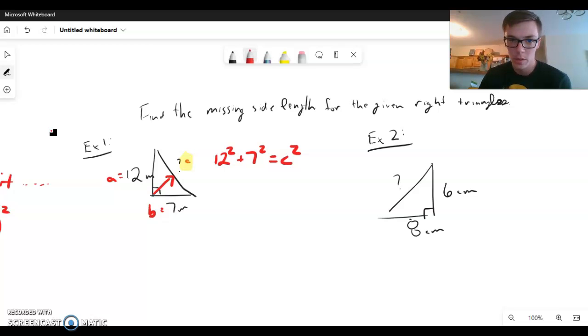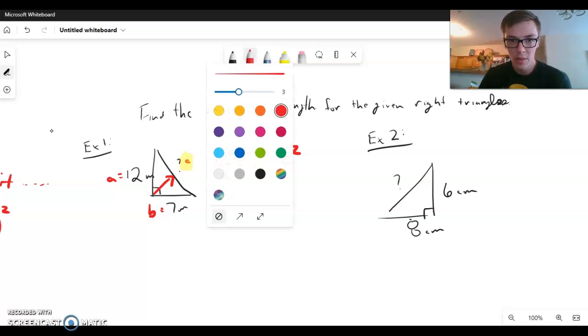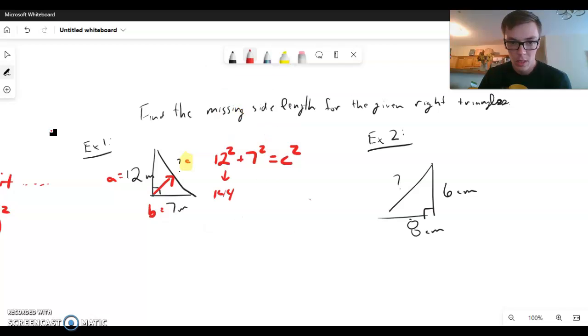So now we just use our algebra skills to solve this. 12 squared is 144, and 7 squared, so we're going to plus 7 squared, which is 49. And that's going to equal c squared, which stays the same because we can't do anything with it. So 144 plus 49, you can use a calculator, gets you 193. So we have 193 equals c squared.